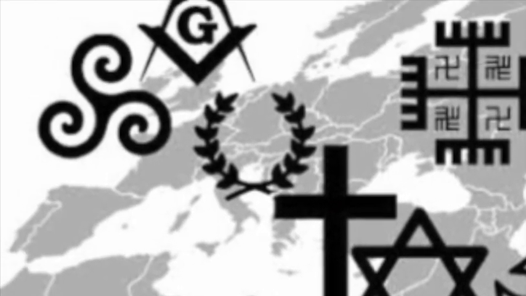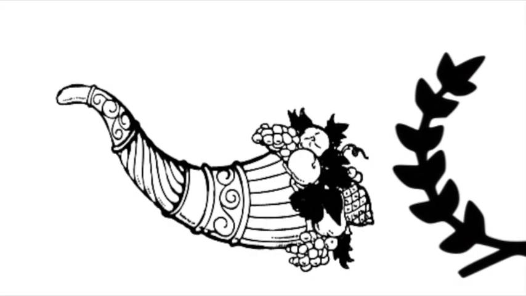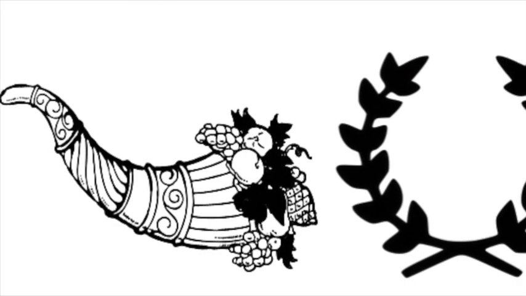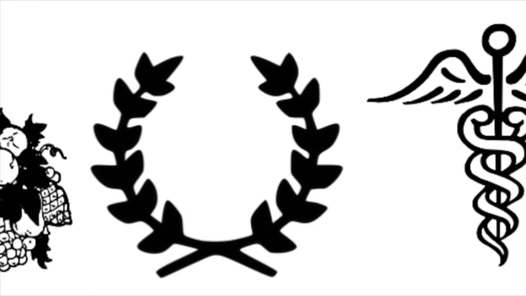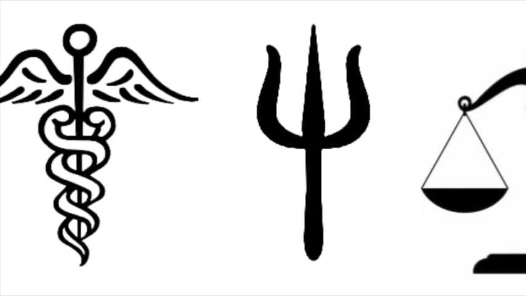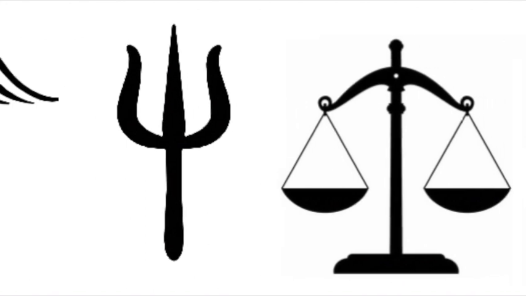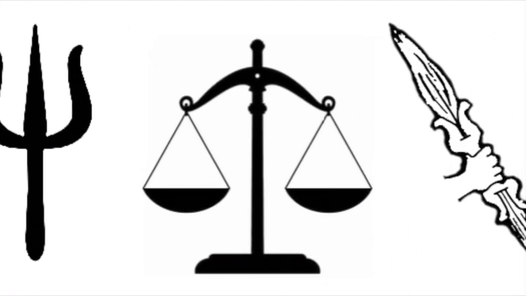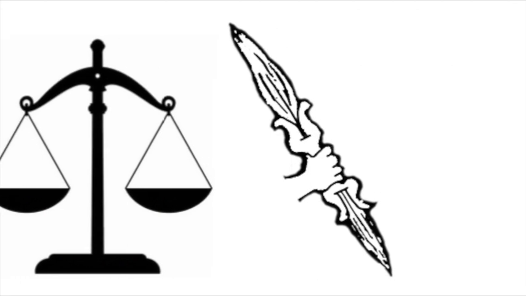Greek and Roman. Cornucopia, horn of plenty, symbol of the abundance that the gods bestow, Ceres in particular. Laurel leaf crown, a modern symbol for the Hellenic religion. Caduceus, symbol of Hermes. Trident, emblem of Poseidon. Scales, symbol of Themis. Thunderbolt of Zeus.